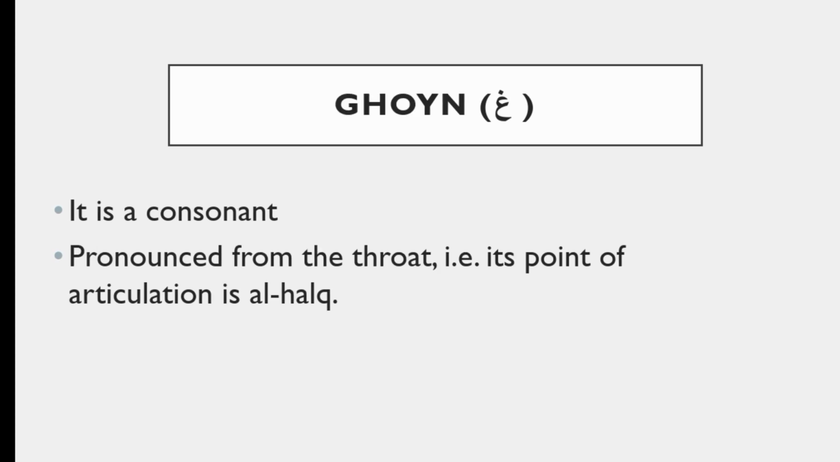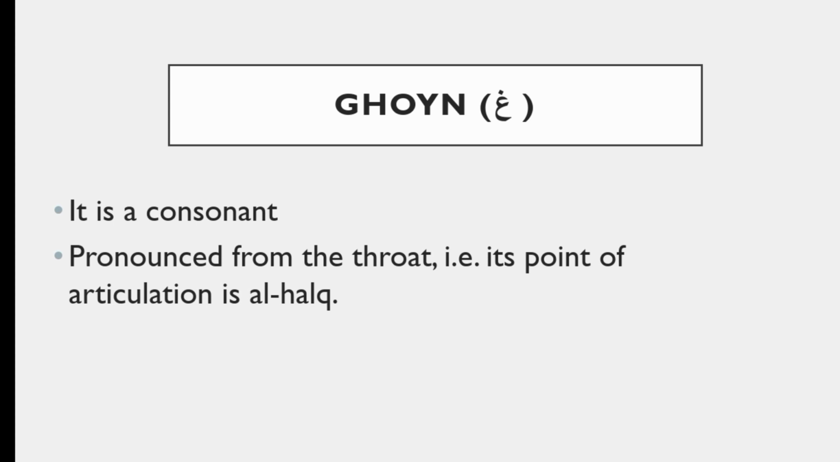Then we have letter ghain. It is a consonant letter. It is pronounced from the throat. That means the point of articulation of ghain is al-halq. It is pronounced as ghain, ghain, ghain.